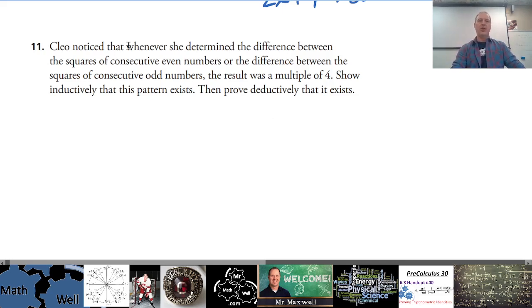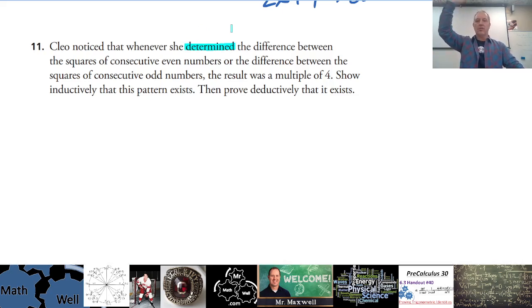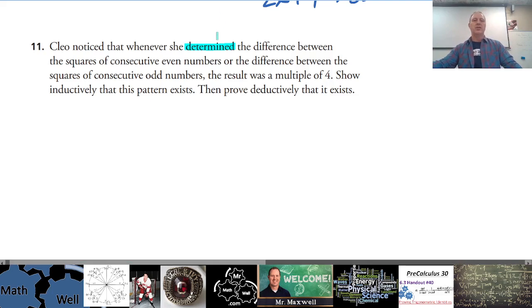Let me read it. Cleo noticed that whenever she determined, now listen, some of you, again, with this language stuff, you might not know what determined is. If you don't know what determined means, you need to look it up, or you need to ask during class or after class or when you're doing your homework. Mr. Maxwell, what does determined mean? Is this like some calculus word? No, determined. She figured out. She found out or figured out. That's what determined means. The difference, in math, a difference is subtraction.